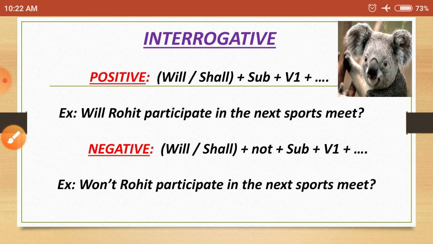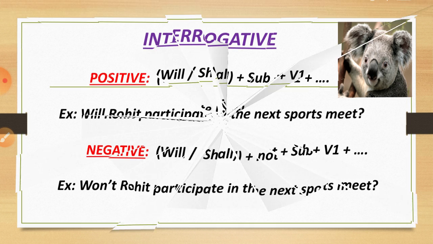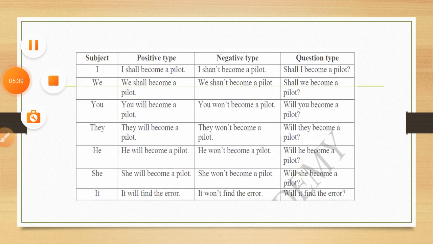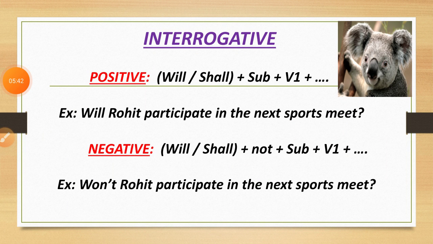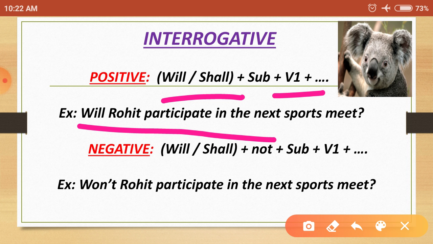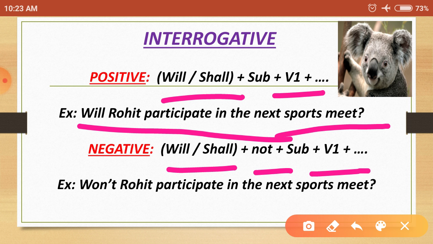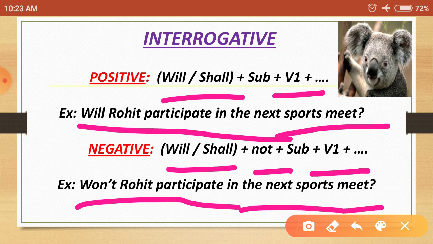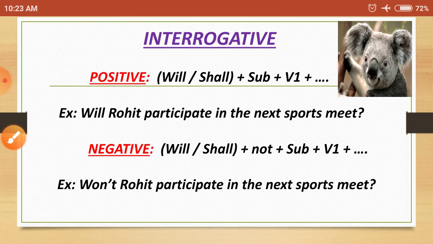So an interrogative sentence asks a direct question and is punctuated at the end with the question mark. For the positive type of questions: first will or shall, subject plus V1, then the remaining part of the sentence. Will Rohit participate in the next sports meet? For the negative question: will or shall, not, subject plus V1. Won't Rohit participate in the next sports meet? So this is the difference between positive and negative type of questions.